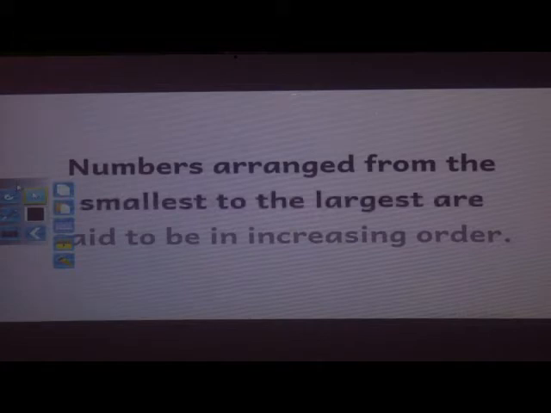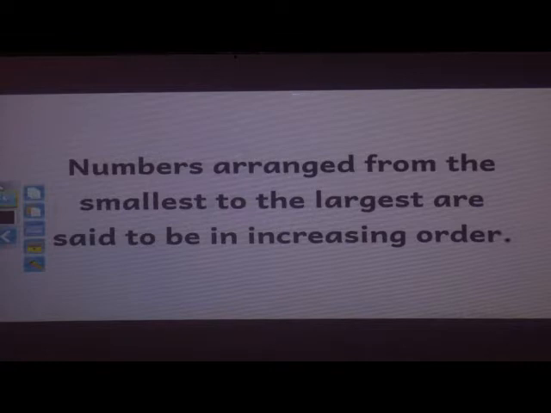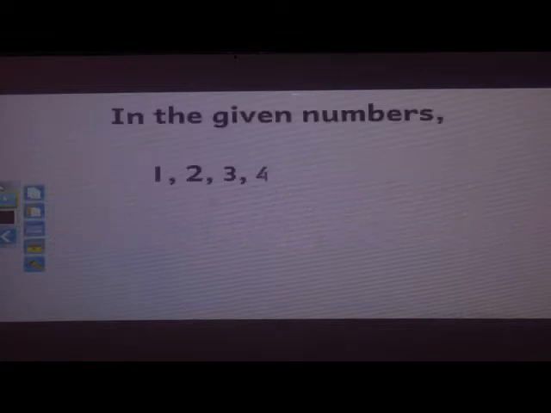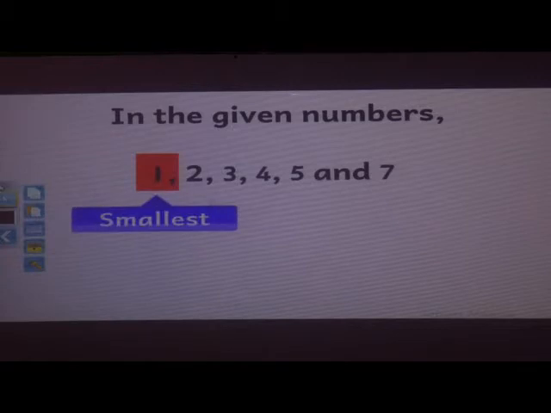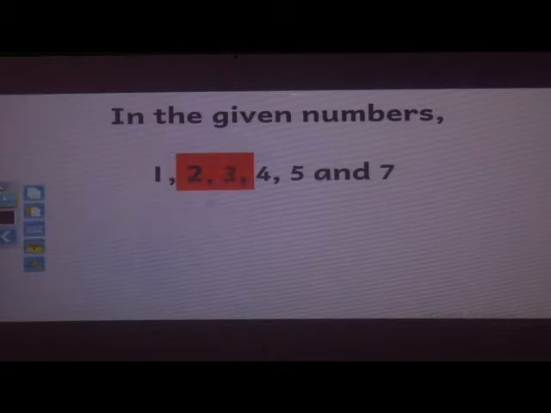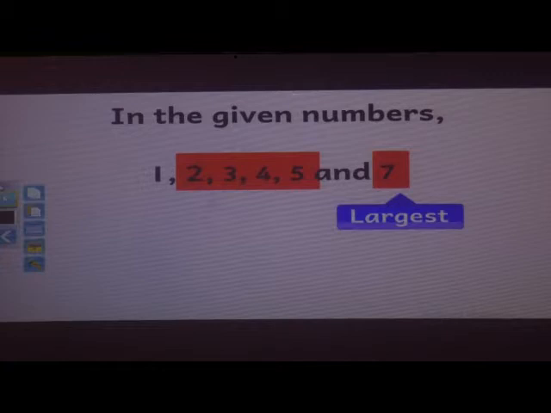Increasing order. Numbers arranged from the smallest to the largest are said to be in increasing order. For example, in the given numbers, 1 is the smallest number. Then 2, 3, 4, 5 and 7 is the largest of them all.